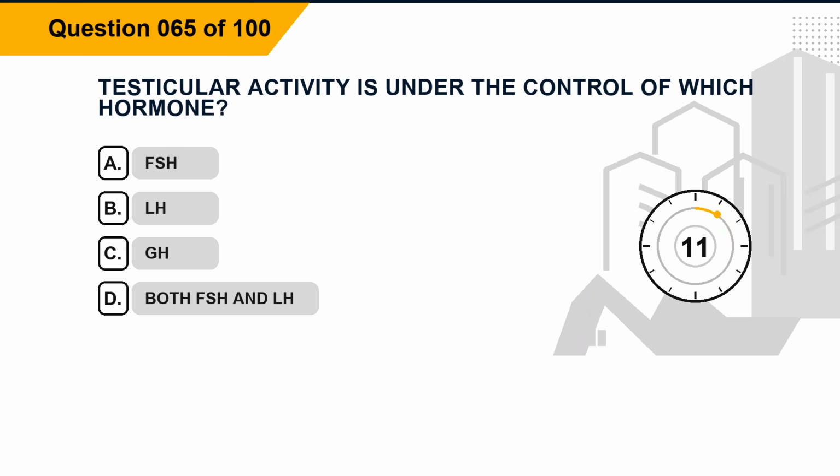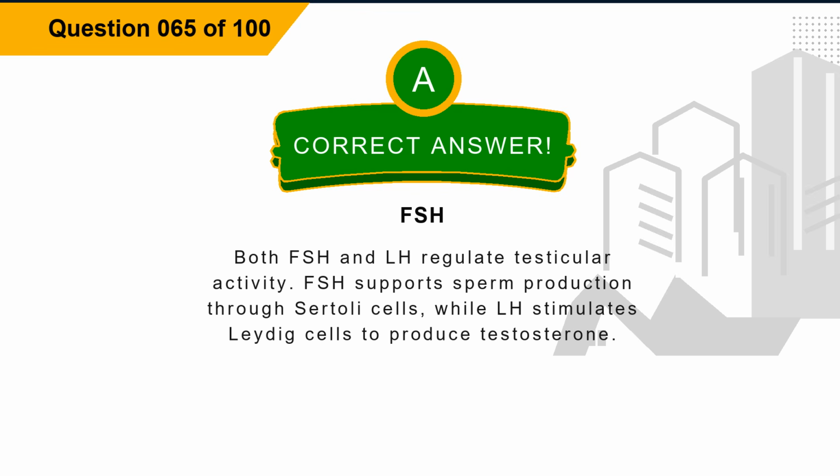Question 65. Testicular activity is under the control of which hormone? Option A, FSH. Option B, LH. Option C, GH. Option D, both FSH and LH. The correct answer is option A, FSH. Explanation. Both FSH and LH regulate testicular activity. FSH supports sperm production through Sertoli cells, while LH stimulates Leydig cells to produce testosterone.